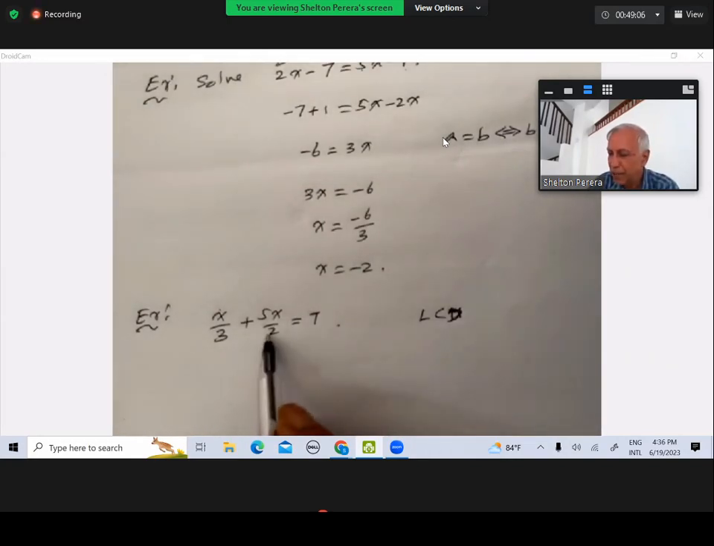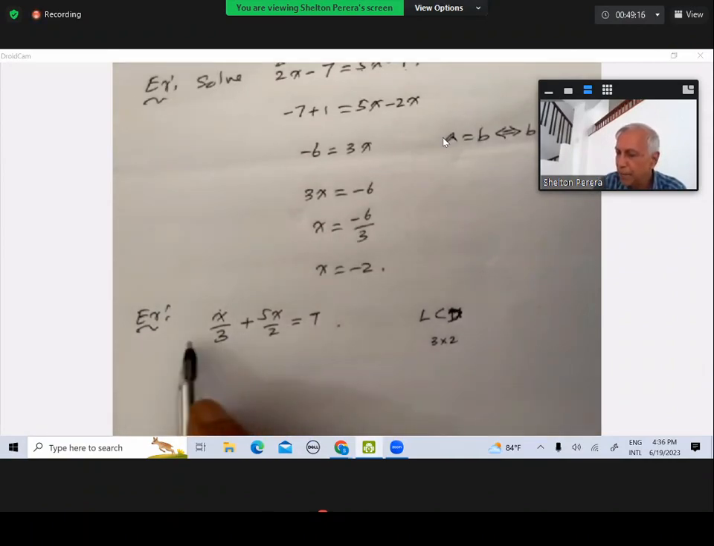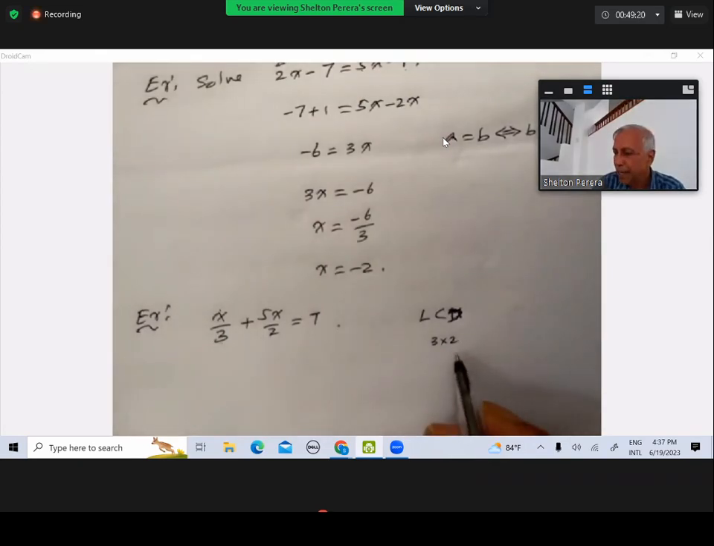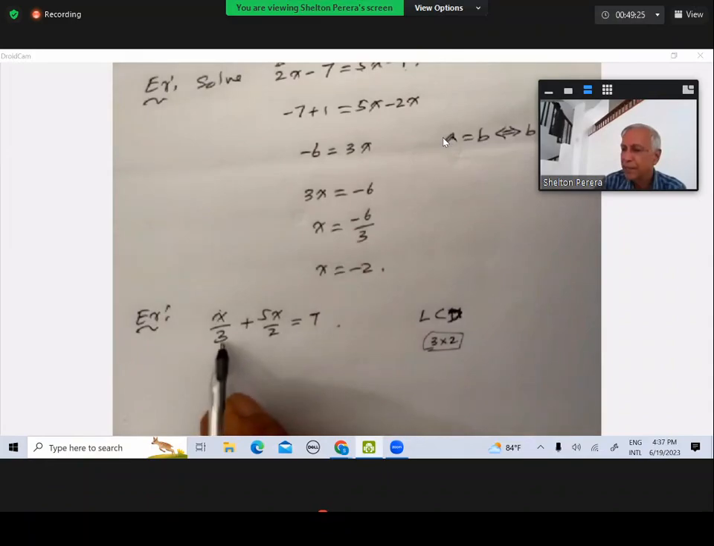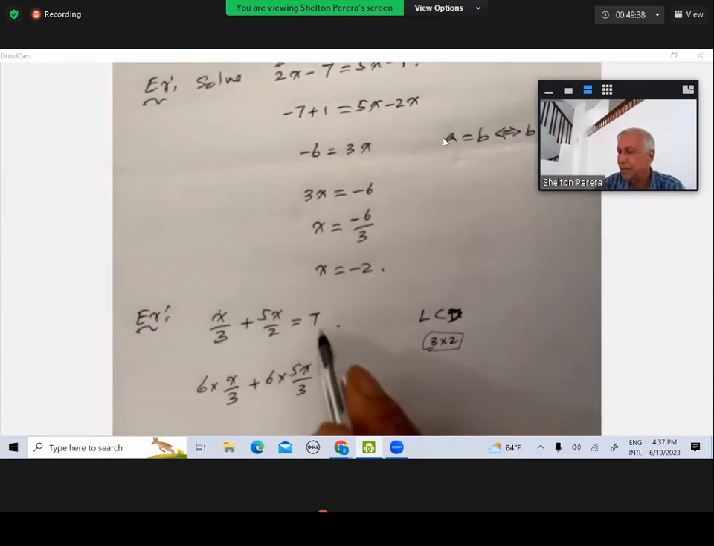What is the least common denominator? The two denominators are 2 and 3, so 2 times 3, which is 6, is the least common denominator. So multiply the entire equation by the least common denominator, 6. So 6 times x over 3, that is to clear the denominators. Here, 6 times 5x over 2 equals 7 times 6.